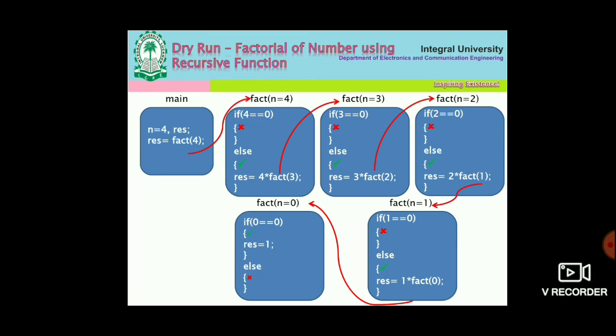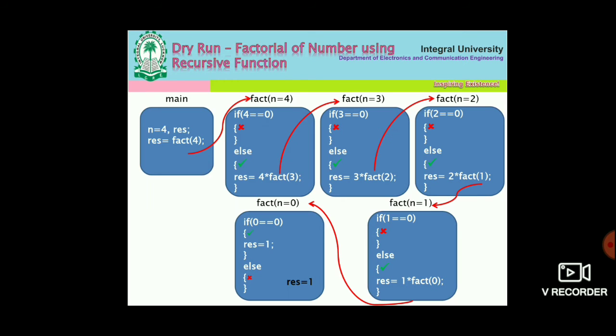Now inside this method frame it will check the condition if 0 equals 0. Now this time the condition is true, and since the condition is true, the first statement inside this if block will be executed, which says res equals 1. And in this particular method frame the result value will be returned, so res equals 1 will be returned from this method frame.